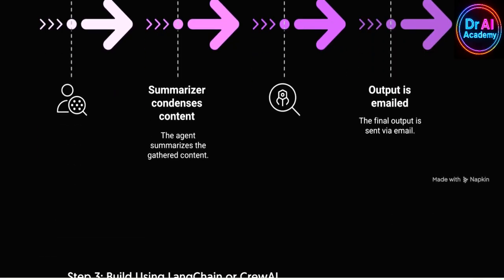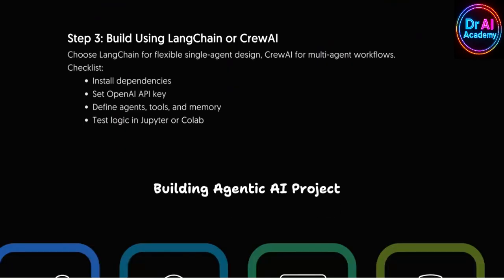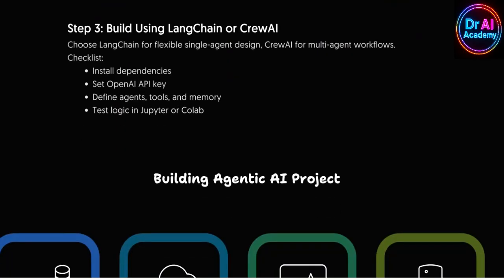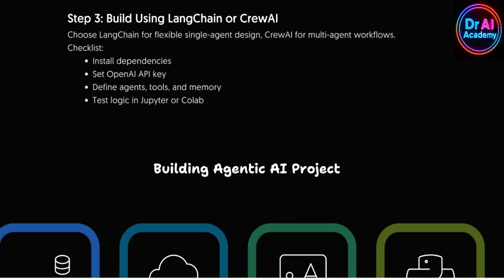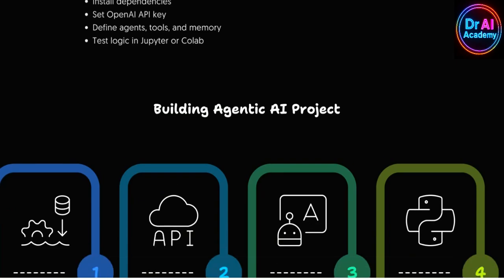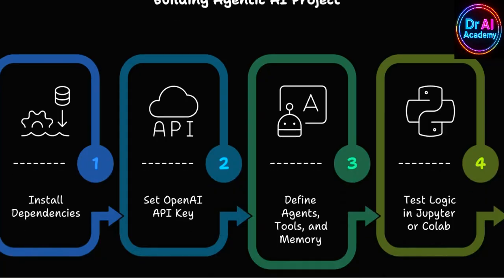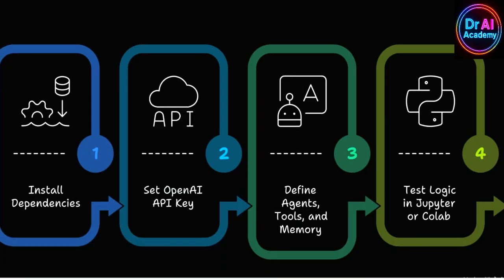Step 3. Build using LangChain or CrewAI. Now implement the logic using a framework. Use LangChain for flexible, single-agent workflows with tools, memory, and APIs. Use CrewAI if you need collaboration, task delegation, or multiple roles. Setup checklist. Install dependencies, LangChain, OpenAI, CrewAI, FAISS CPU, etc. Securely set API keys. Define agents, tools, memory, and flow. Test interactions locally or in Colab.